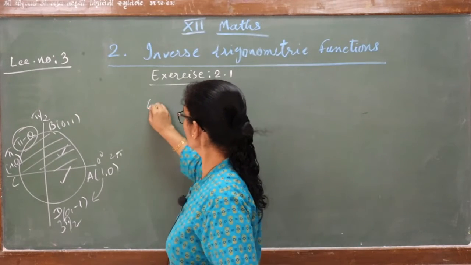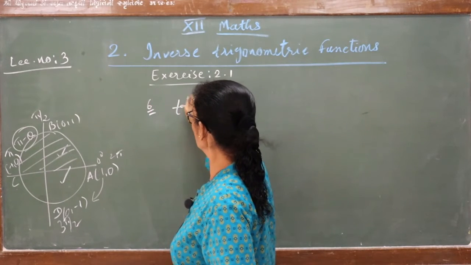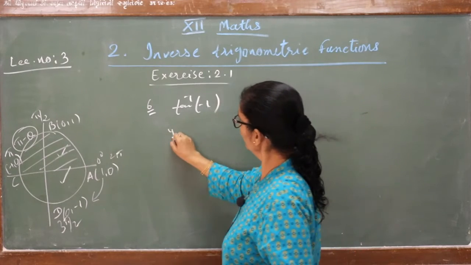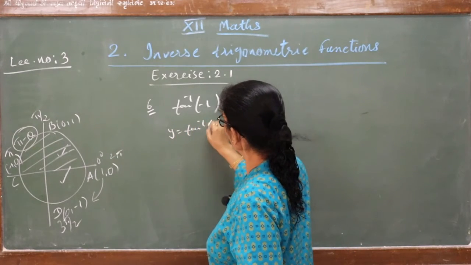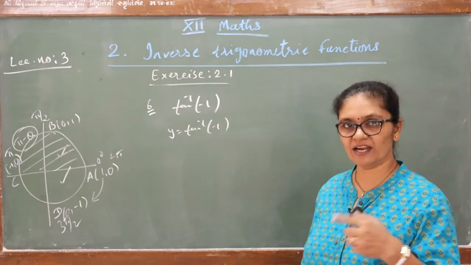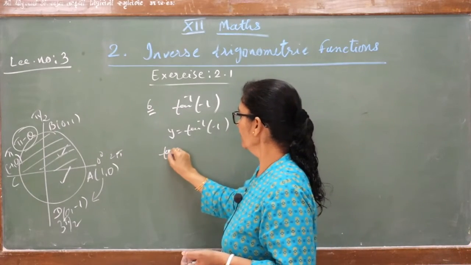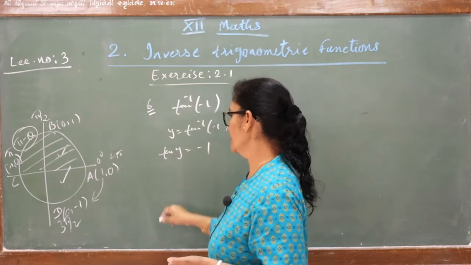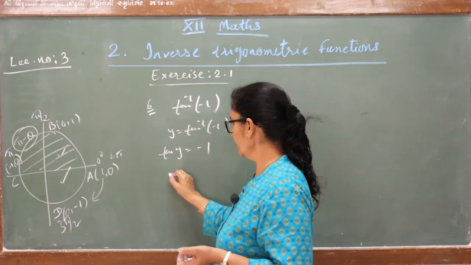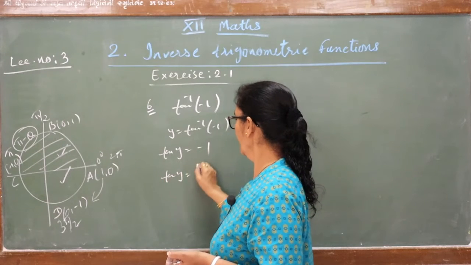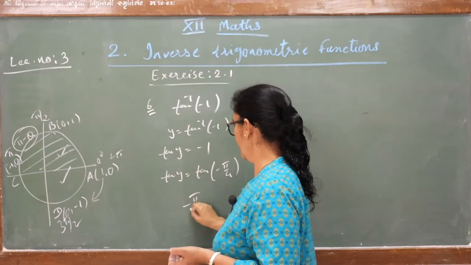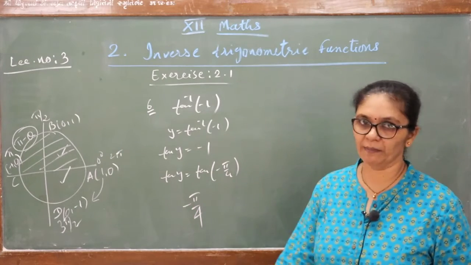Now our sixth question is tan inverse minus 1. So we can take y equal to tan inverse minus 1. Now you know, tan inverse 1 means pi by 4, since tan pi by 4 is 1. So here we can write tan y equal to minus 1. But minus 1 means tan in the fourth quadrant. So what can you write? Tan y equal to tan minus pi by 4, and your principal value is minus pi by 4.